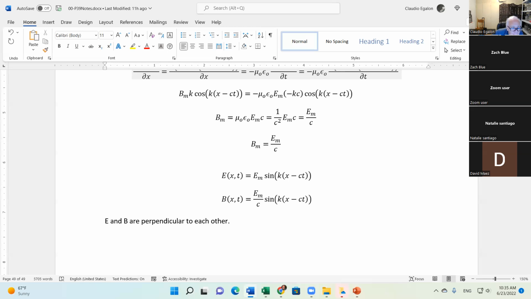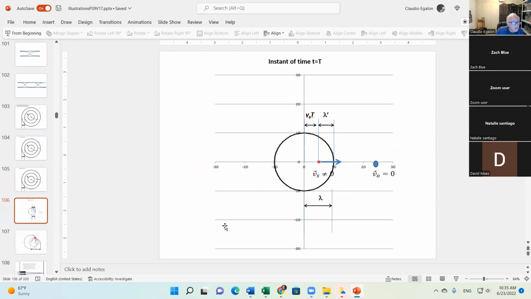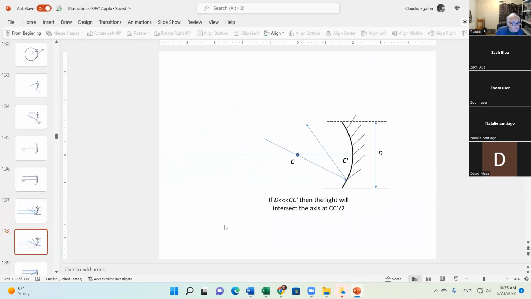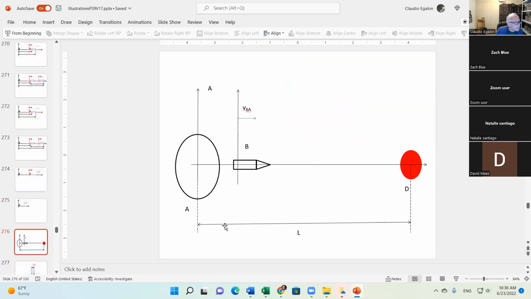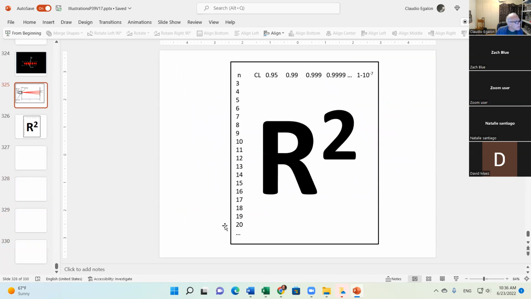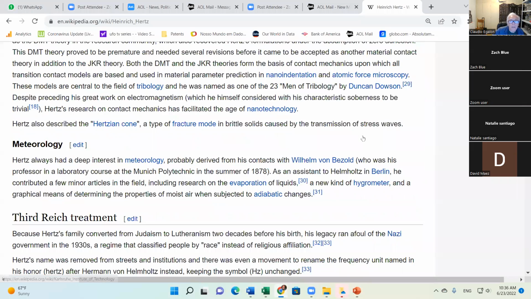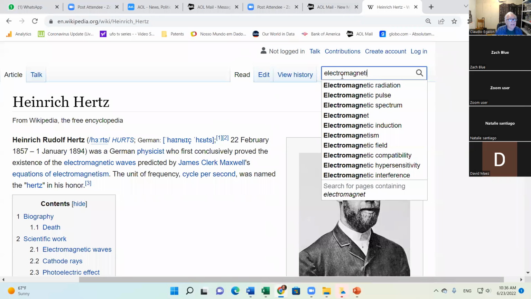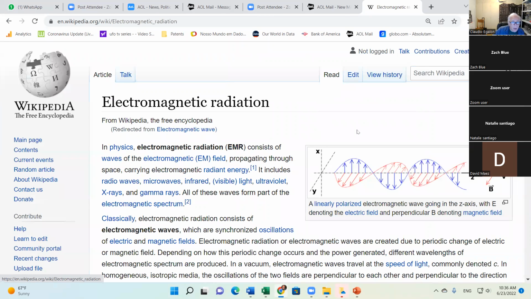How do you represent it here? Let me see if I have a nice representation of an electromagnetic wave here. If I don't, we have to look elsewhere. No, I don't have a nice representation here. Maybe Wikipedia has. Let's take a look at representations of electromagnetic waves. Okay, here you go. That's a representation of the electromagnetic wave.